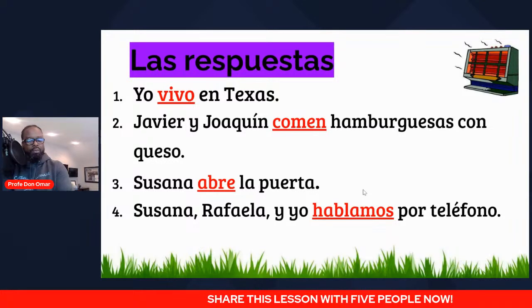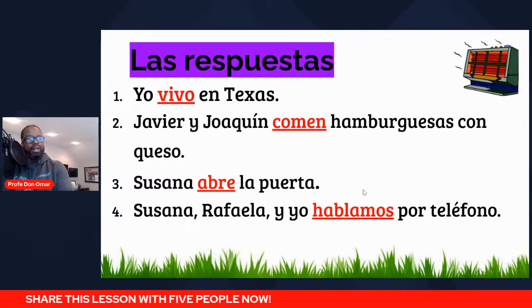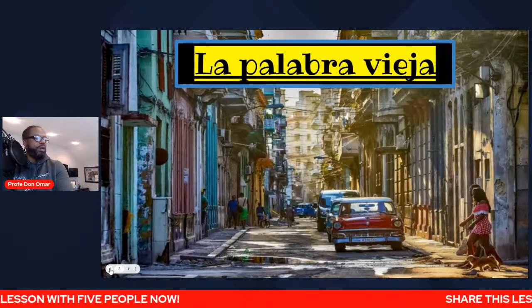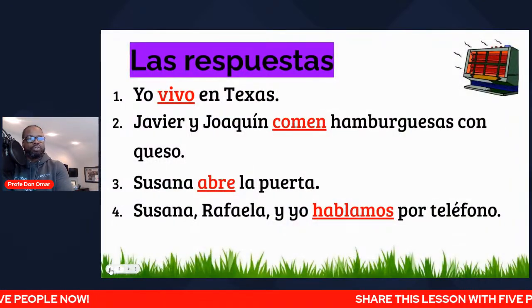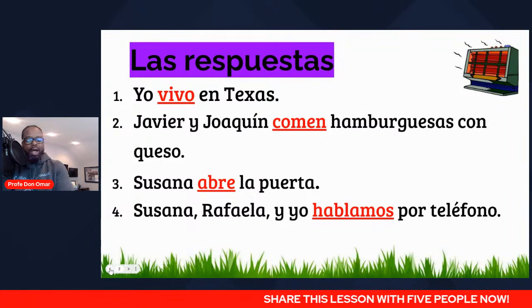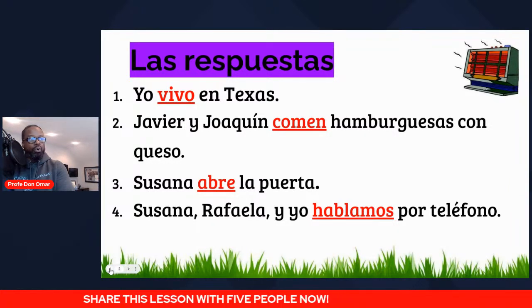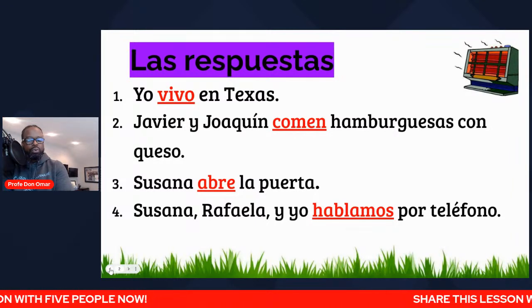Y también tenemos Javier y Joaquín comen hamburguesas con queso. Javier and Joaquín eat cheeseburgers or are eating cheeseburgers. That's what we want to make sure we know what it's saying there. Número 3.